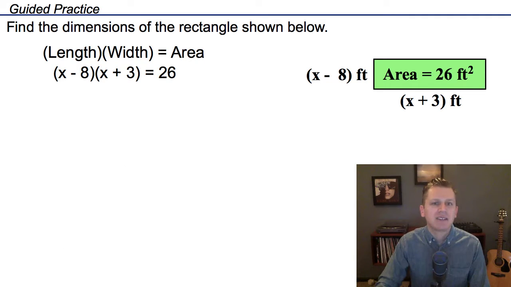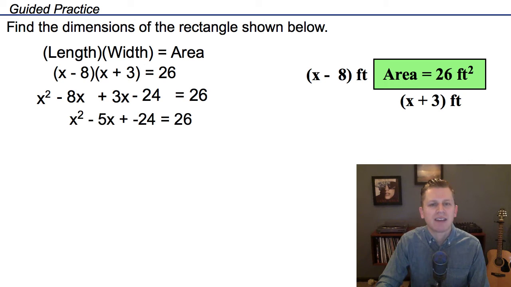X times x will give us x squared. X times 3 will give us 3x, negative 8 times x is negative 8x, and negative 8 times positive 3 is negative 24. Bring down the equals 26. Now we can combine like terms that are on the same side. Here, negative 8x and 3x would combine to negative 5x.